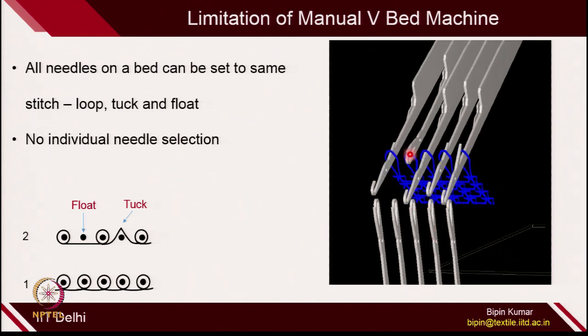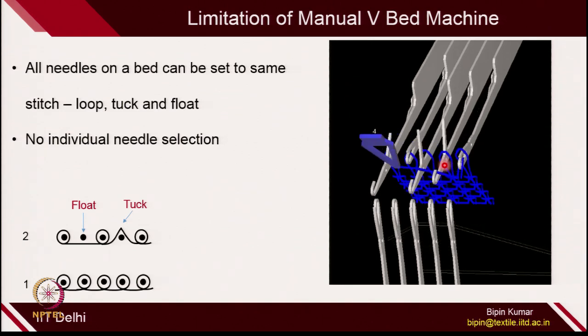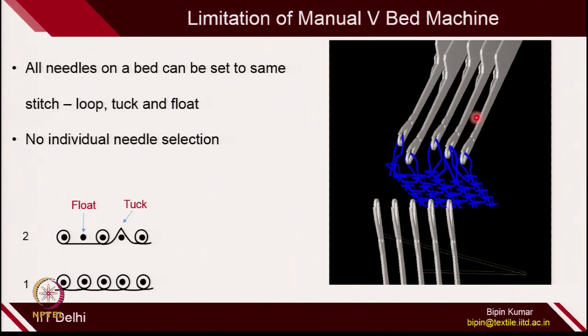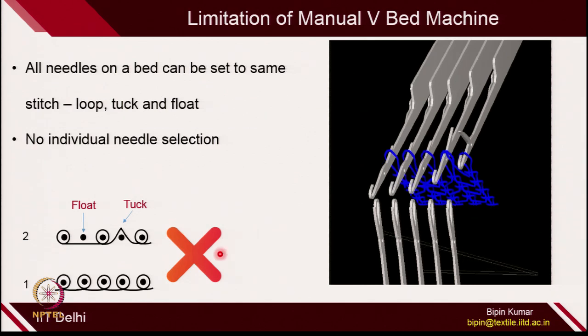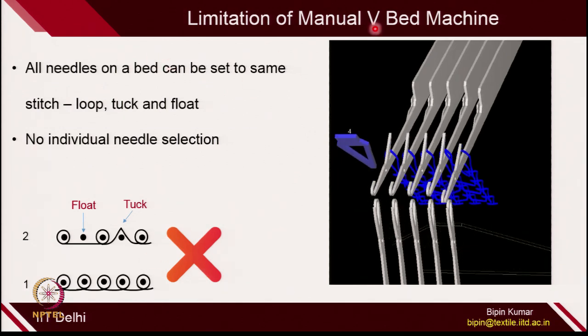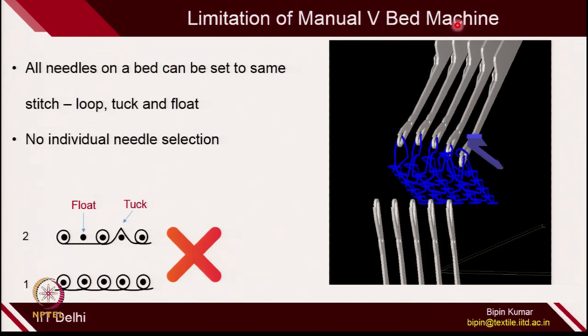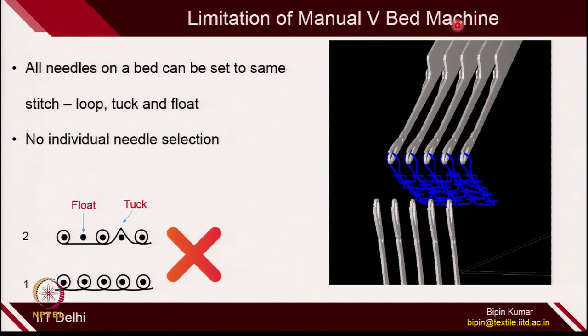If you see, this needle is not working and this needle is making a tuck. So, unfortunately, this course we cannot make on a manual V-bed machine. So, this is a problem with the manual V-bed machine. Another limitation you can observe on a manual V-bed machine is feeder selection.